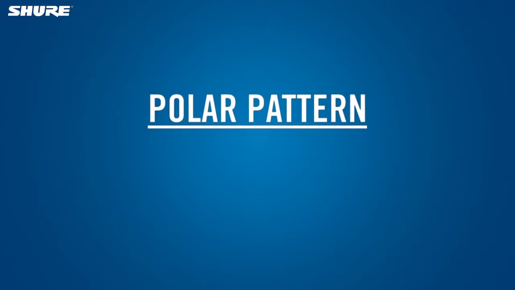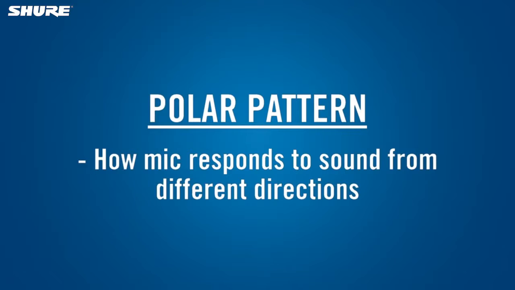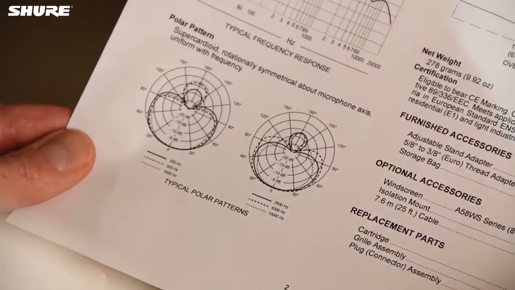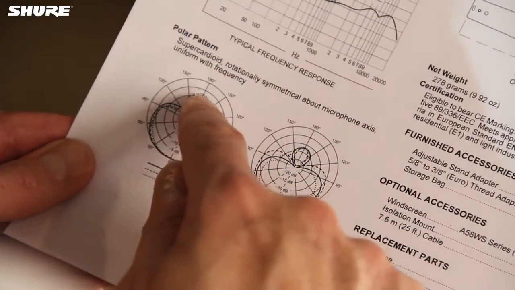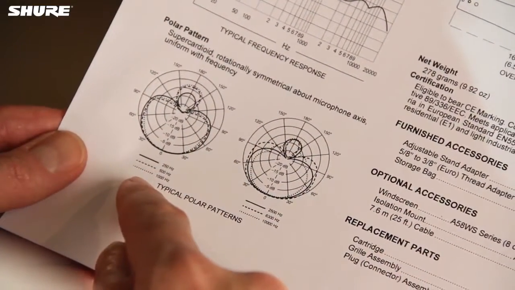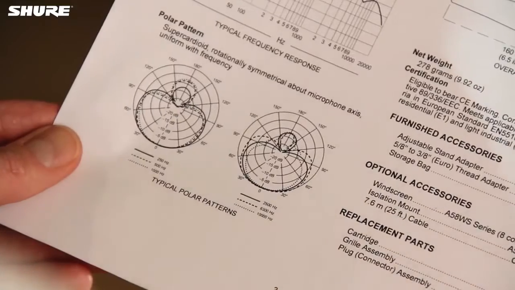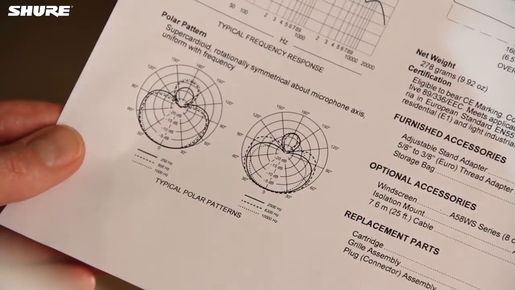A microphone's polar pattern defines how it responds to sounds coming from different directions. The polar pattern tells you how the mic should be placed to maximize pickup of the desired sound source while minimizing feedback or pickup of background noise.